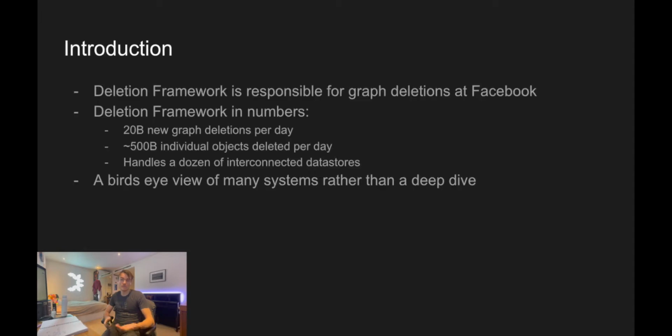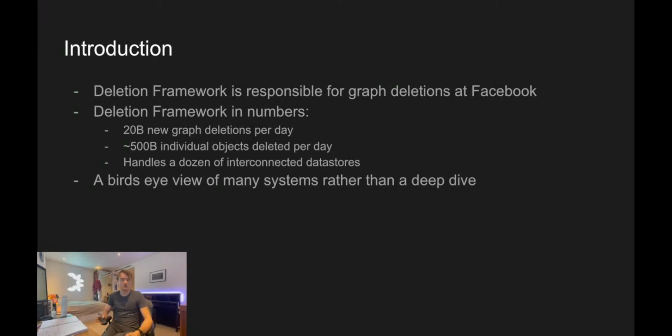Quick introduction. Deletion Framework is basically the framework responsible for deleting user data at Facebook. So imagine if someone wants to delete their account, we need to identify what is the logical subgraph that represents all of their data. That data is going to be spread across millions of machines, dozens of data stores, and we need to make sure that everything is deleted. We handle approximately 20 billion graph deletions per day, which accounts for 500 billion individual objects deleted, again per day.